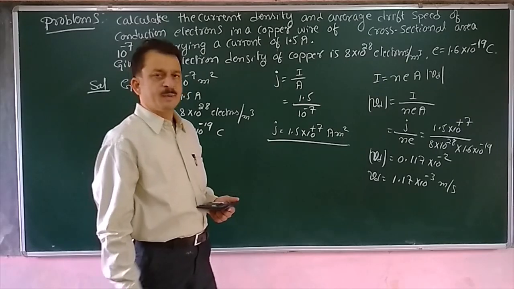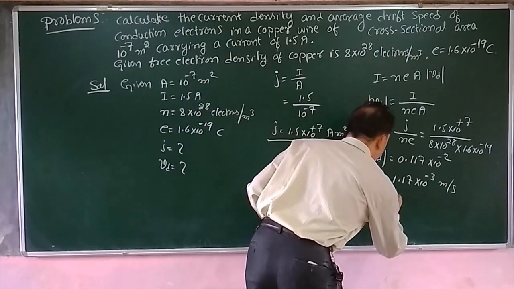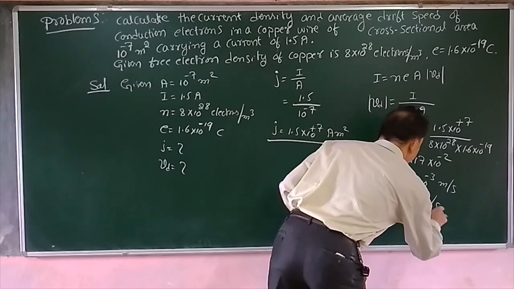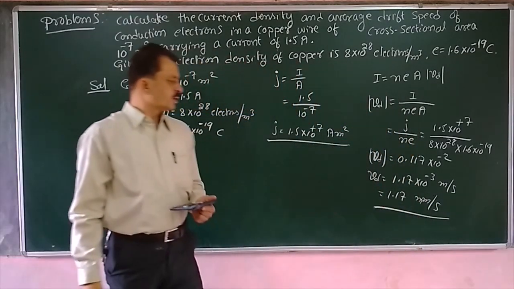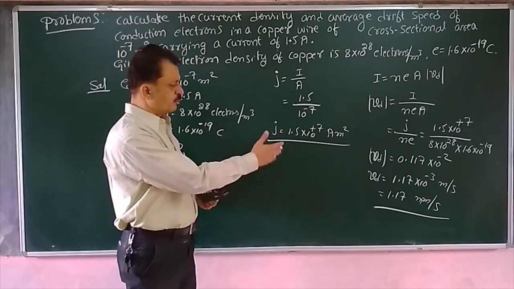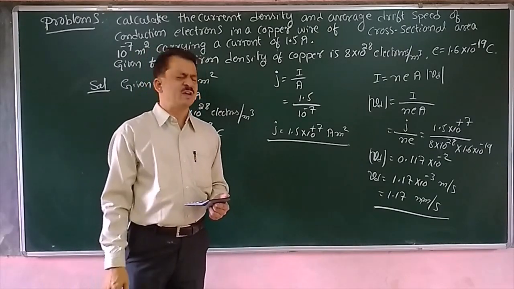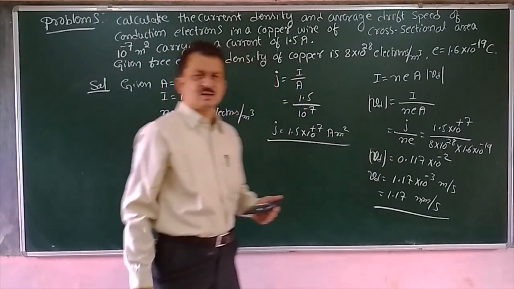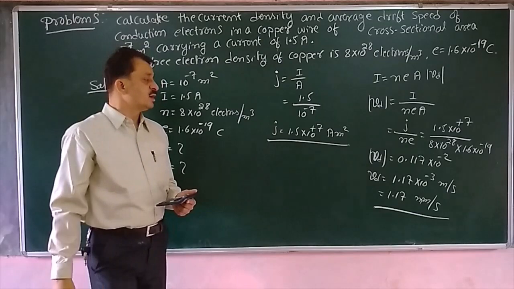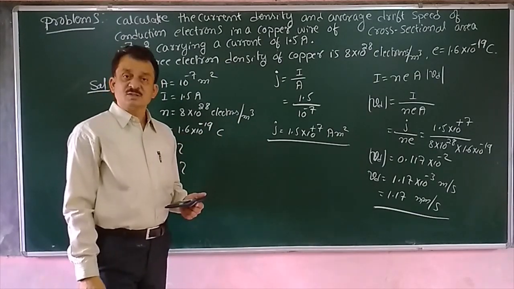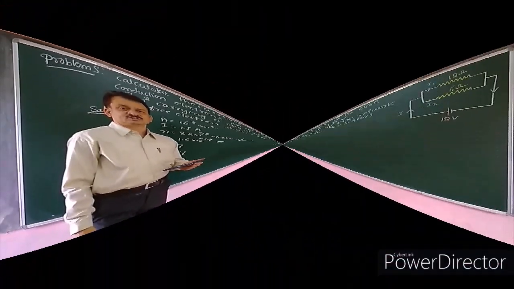1.17 into 10 raised to minus 3 meter per second, or 1.17 millimeter per second. So the drift speed is very small. It is about 1.17 millimeter per second. Now this drift speed is very small compared to the thermal speed of the electrons.